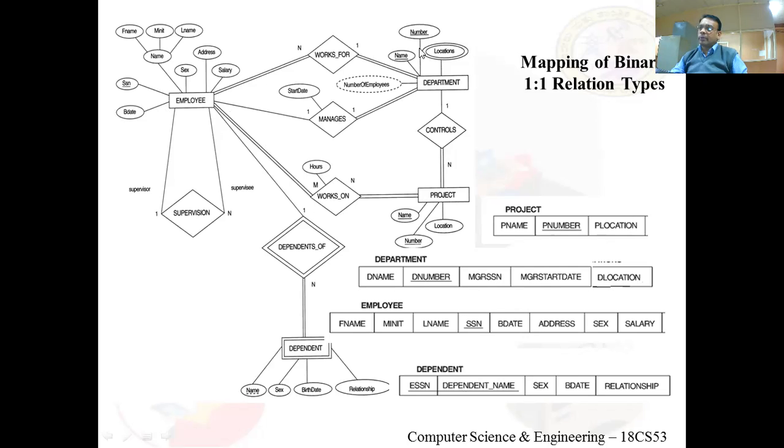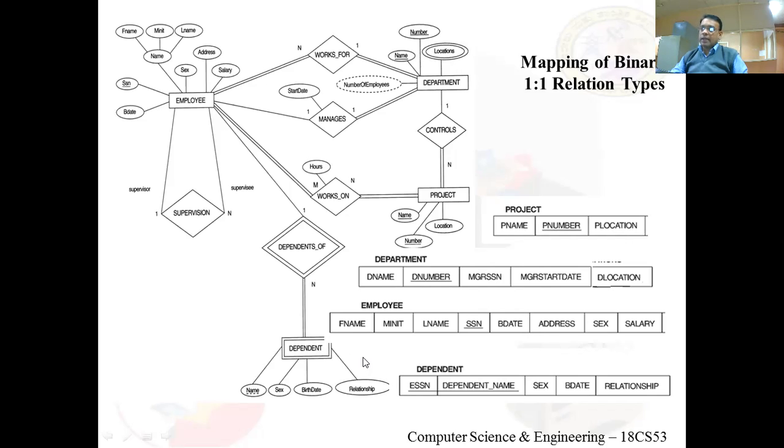Identify multi-valued attribute. So multi-valued attribute is department location. Create a new relation called department location. The attributes are department number and department location. The reason is that the relational data model does not allow multi-valued attributes. That's why we have to create a new relation.